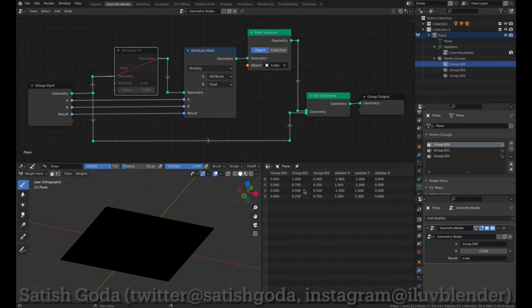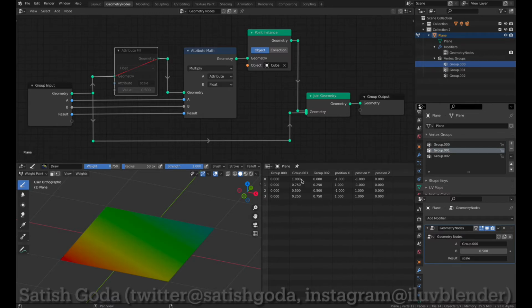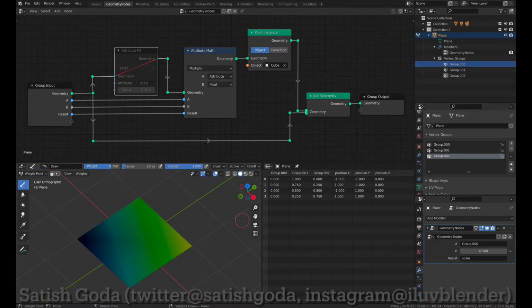and their corresponding values. So group 0 is all zeros, and group 1 starts at 1 here and then counterclockwise reduces in value. 0.75, 0.25, and 0.25, and group 2 goes from 0 to 0.75 counterclockwise.